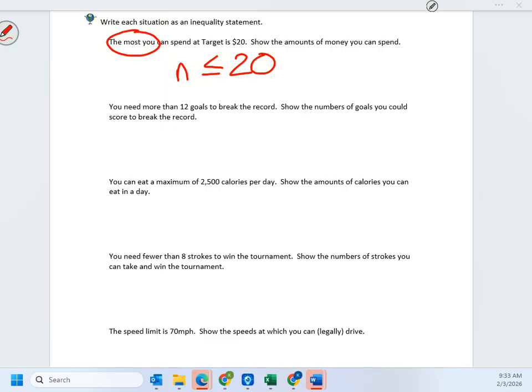You need more than 12 goals to break the record. Show the numbers of goals you could score to break the record. What is my key verbal phrase in that sentence? What is that we see in our table? What's that key verbal phrase? So look back at your table. Which words do you also see in here?